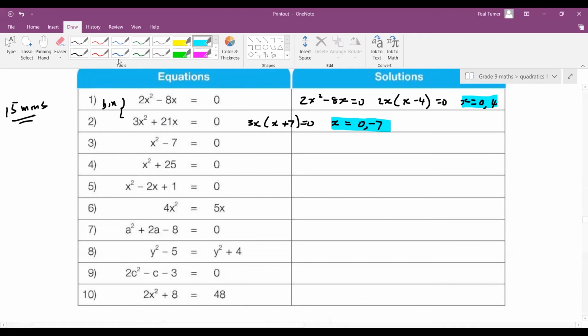x squared minus 7. You can do this by difference of squares. I could write that as x squared minus root 7 squared. If I was asking by factor method, which this section is about, factoring, this is the way we would do it. So then we'd have x minus root 7, x plus root 7 equals 0. So x will be plus or minus root 7 for the answer. Plus or minus root 7 for that one.